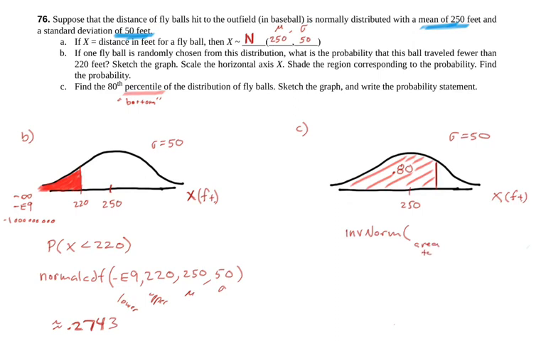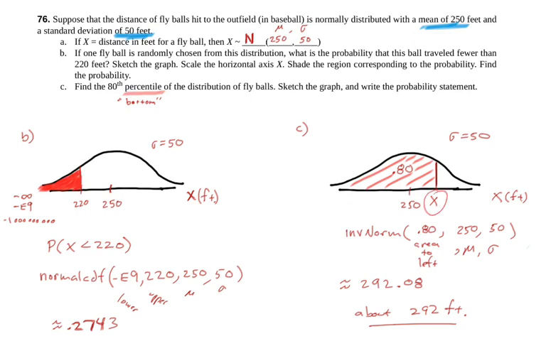And if you recall, it's always area to the left when we plug this in. Then your mean and standard deviation. So 0.80, 250, and then 50 there. And if you plug that into your calculator, you're going to get about 292.08. So roughly about 292 feet or so. That's going to be the specific x value that ends up being the cutoff for that 80th percentile.